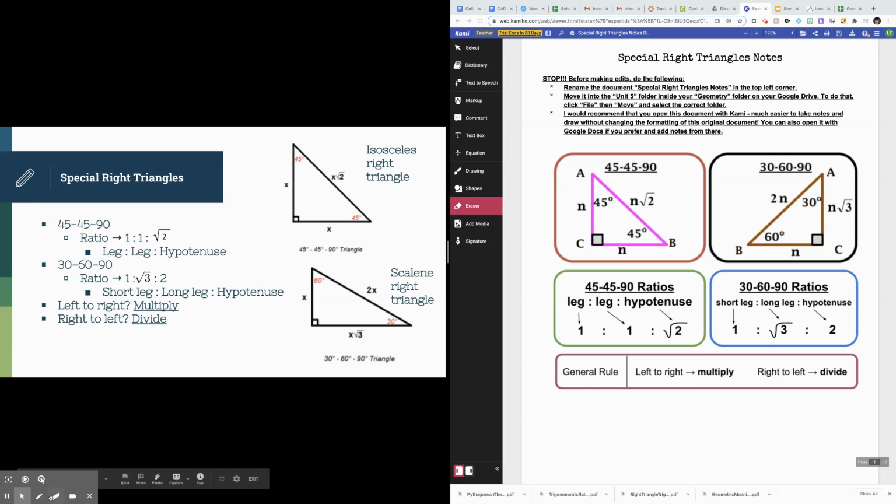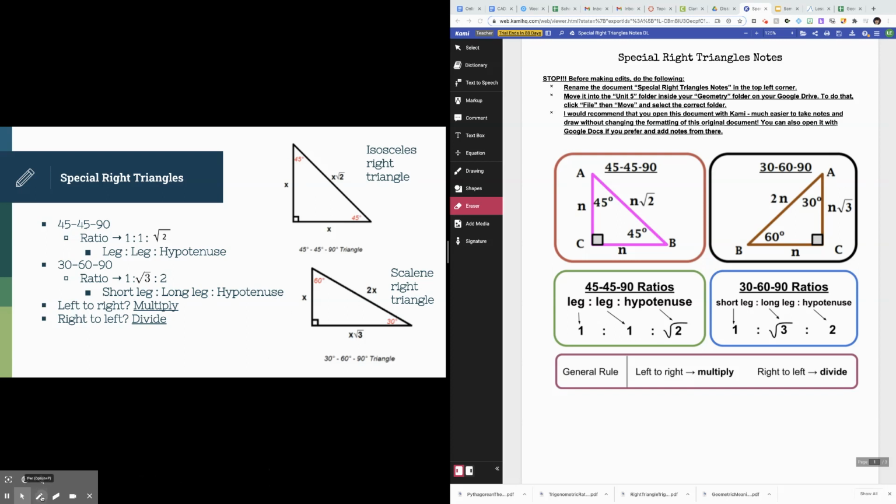So what that means is if the short leg, for example, is 4, then the hypotenuse is 2 times that, which is 8. And the long leg is root 3 times that, which basically you would just stick a root 3 on the end of the number that they gave you. So this is short leg to long leg to hypotenuse.